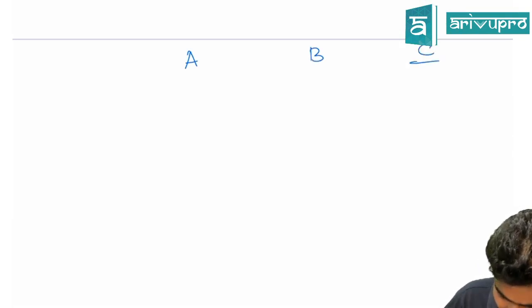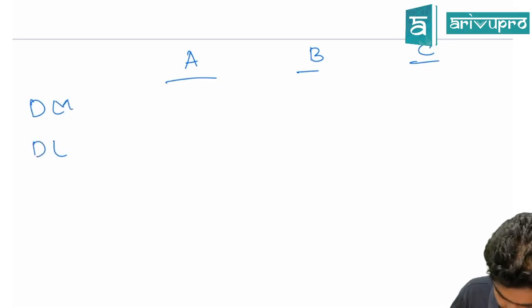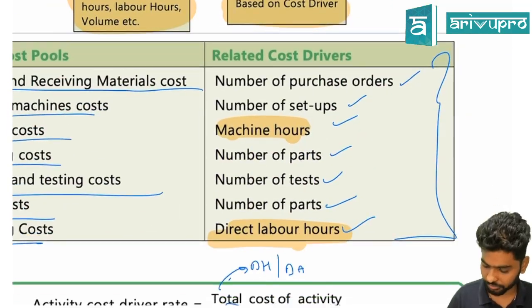Traditional costing. I have three products, A, B and C. Direct material, direct labor and overheads. That's going to give me my direct cost, correct?